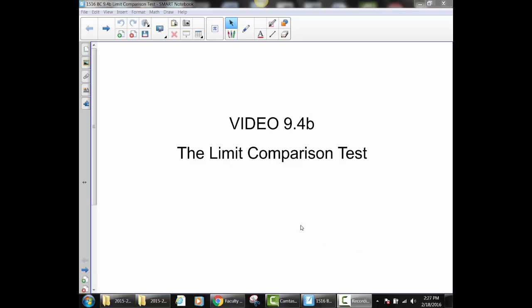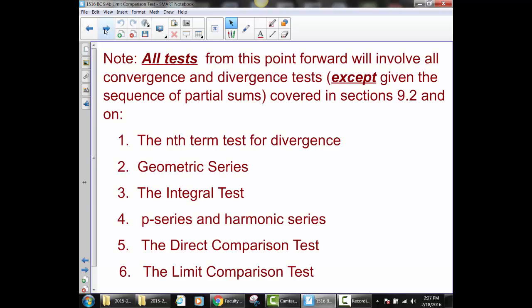Hi, welcome to video 9.4b, the limit comparison test. Just a quick review from this point forward. Obviously on every test, I cannot separate this out. You're going to have to be used to picking out which test to use.